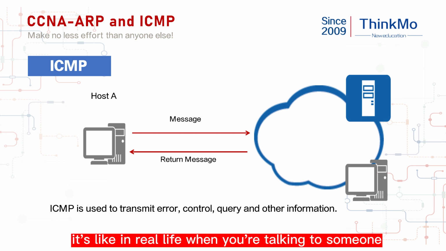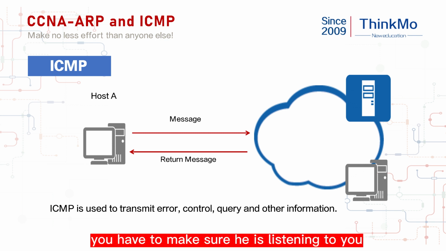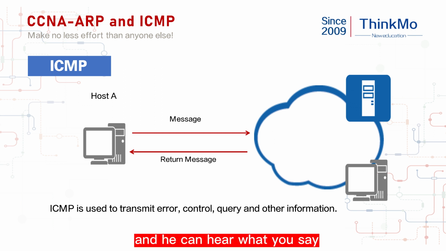It's like in real life when you're talking to someone. You call him first, he responds, and you continue the conversation. If you are far apart, or separated by several people, and you suddenly start talking to him, he wasn't there when you spoke, or you call him and he didn't hear either, so he ignores you. Then you won't keep talking. You have to make sure he is listening to you and can hear what you say. If there is no problem, you can transfer again.